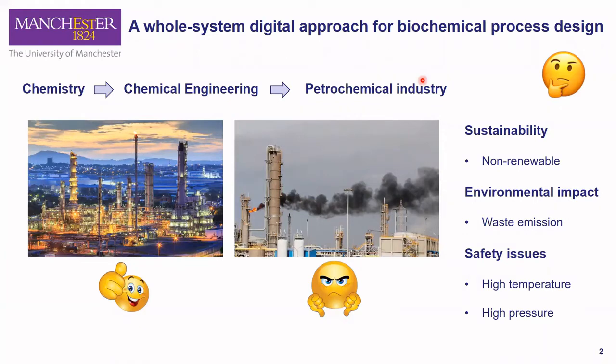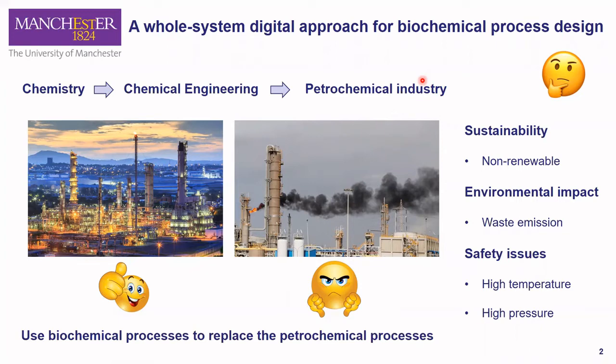So now, moving to the future, we would like our process to be more sustainable, more environmentally friendly, and also safer. As a result, within the last 10 years, there has been more demand for using biochemical processes to replace the traditional petrochemical processes, mainly because biochemical processes are operated under room temperature, mild conditions, so it is safer, and we have more resources like biomass waste, which could be sustainable and renewable. And also, we believe that the environmental impact of biochemical processes could be less than the petrochemical industry.